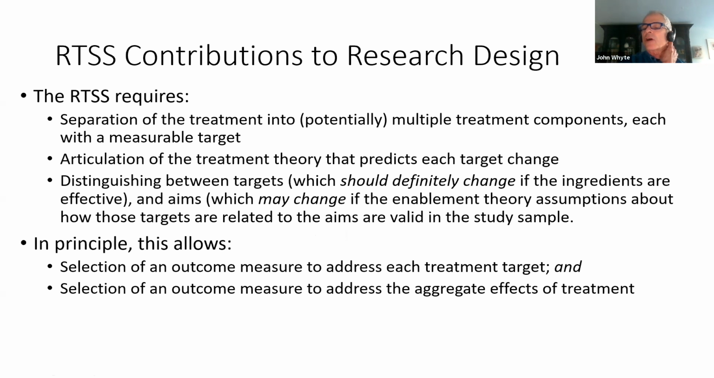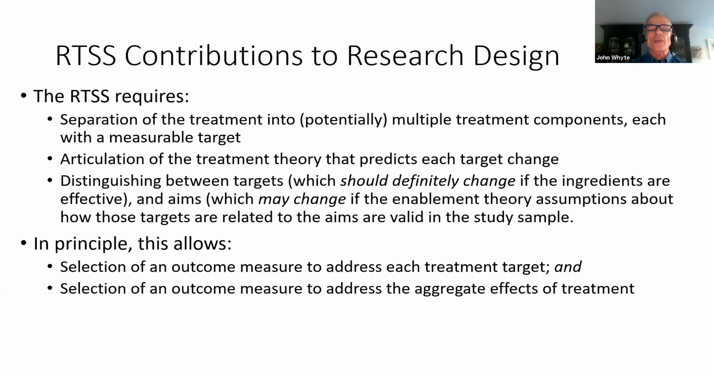So first of all, let's talk about how the RTSS can be beneficial in research design. So as Andy mentioned, the RTSS requires you to separate your treatment into potentially multiple treatment components, each of which has a measurable target. And it requires you to overtly articulate the treatment theory that predicts each of those target changes. So what are those targets? What ingredients are linked to changing each of those targets, and why do you think those ingredients should do that job? That's what you have to say.